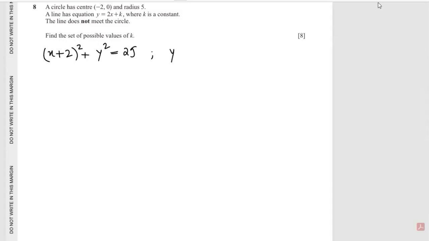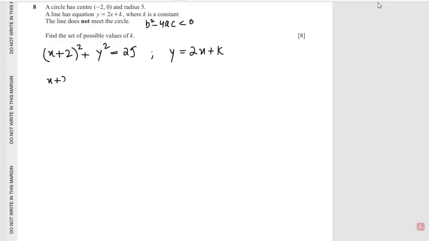And then the line's equation is 2x plus k. So this line does not meet the circle. Remember, circle is also a quadratic expression. So you can use the idea of discriminant to help you solve this kind of question. Line does not meet the curve. So what's the key idea? b squared minus 4ac should be less than 0. Okay, so let's substitute the y value.